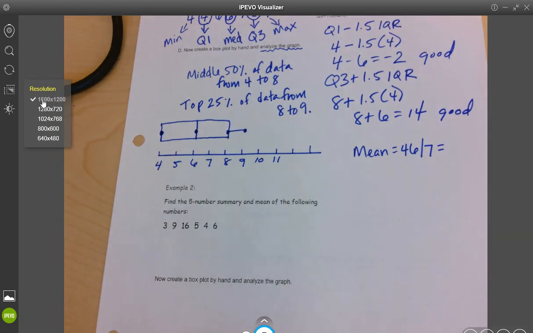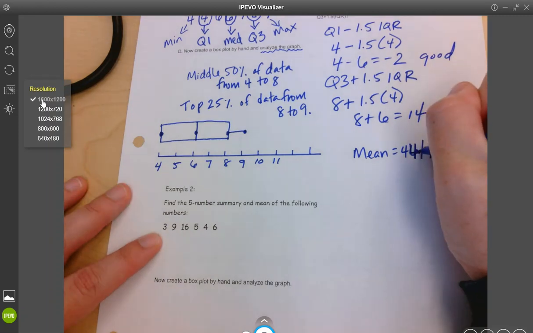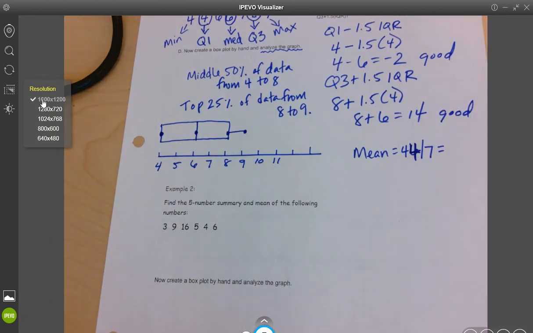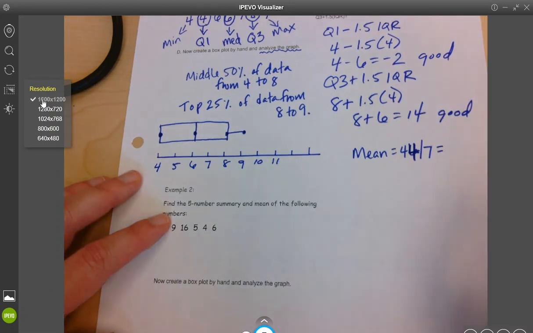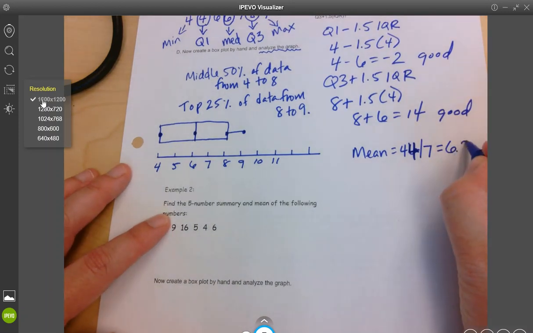Anybody already calculate it? 6.4? Oh, you got, say it again? 44? Yeah, you're right. 44. Okay. 44 divided by 7. Yep, I get the same as Adam, 6.29. Thanks for helping me add, guys.